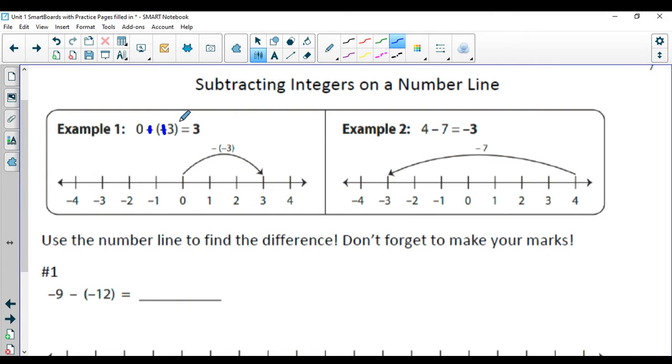When we have two negatives right next to each other, we can either mark them as both positive, or we can turn it into one big old plus sign. And then you follow the rules for addition. When we're on the number line, a positive number moves to the right, a negative number moves to the left. In example number 2, the 4 stays the same, subtraction changes to addition, and the 7 is a negative then.